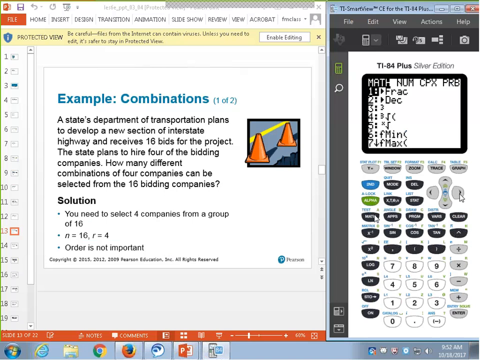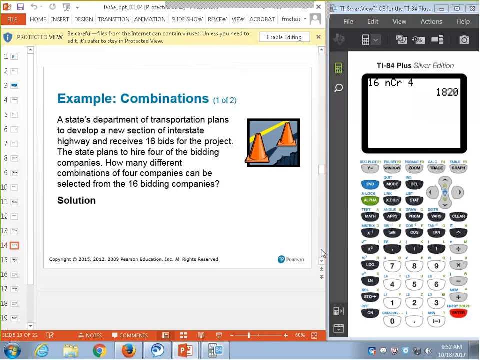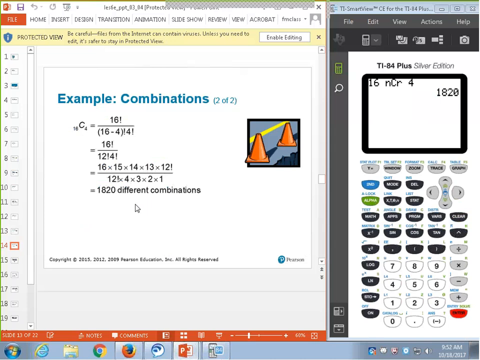16, math over to PRB. Combination is number 3. So if I hit number 3, you put in the number you're selecting, 4 companies, and there's your answer, 1,820.